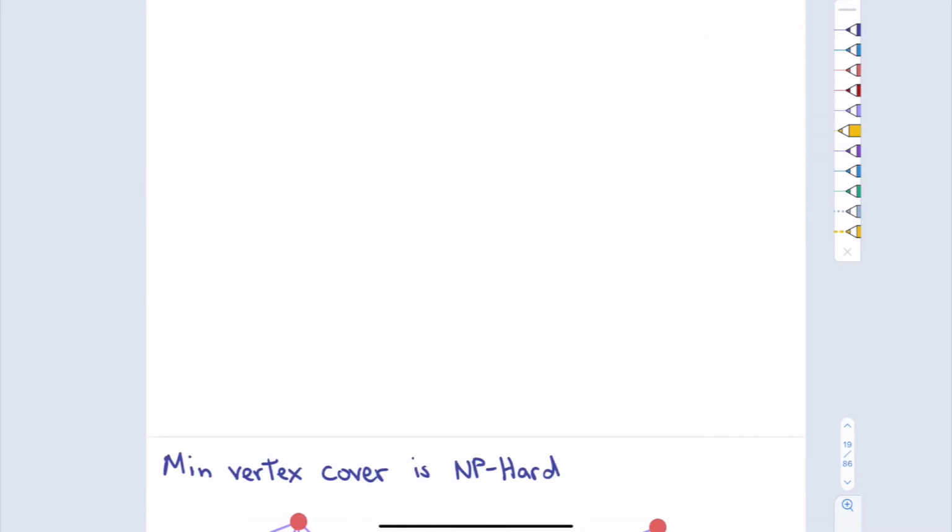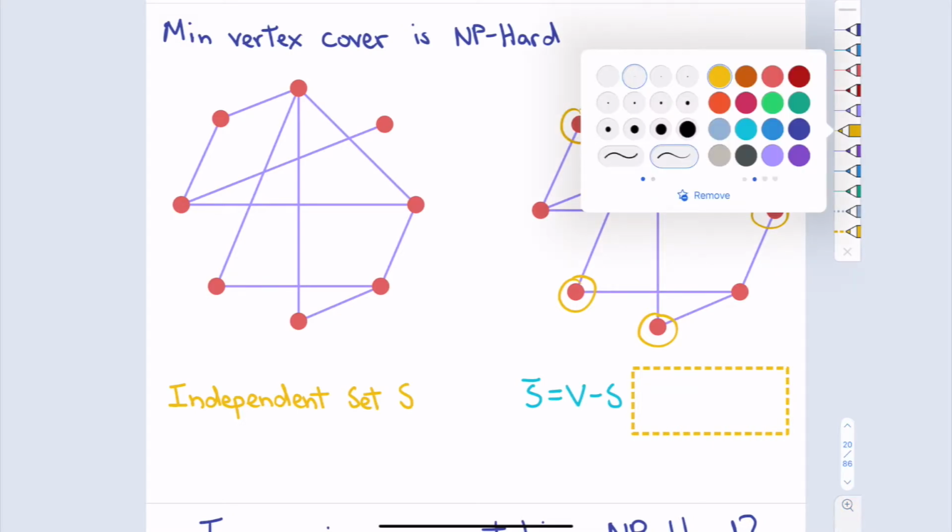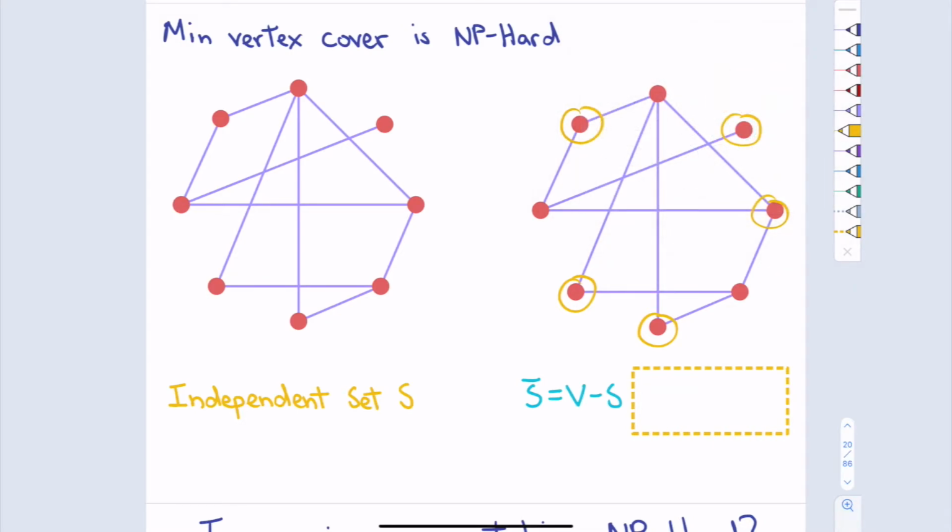All right. So vertex cover turns out to be NP hard. Congratulations, 58% of the class. And we're going to do a reduction from independent set. It's actually going to be pretty quick.